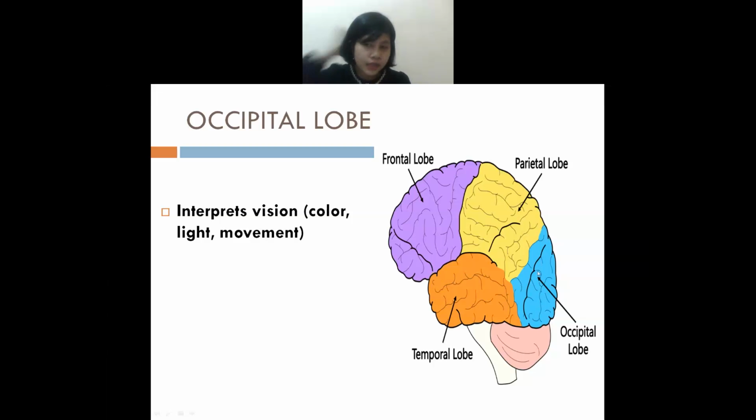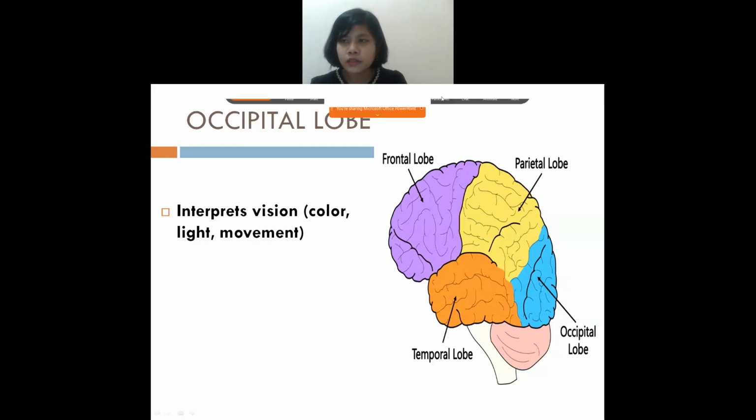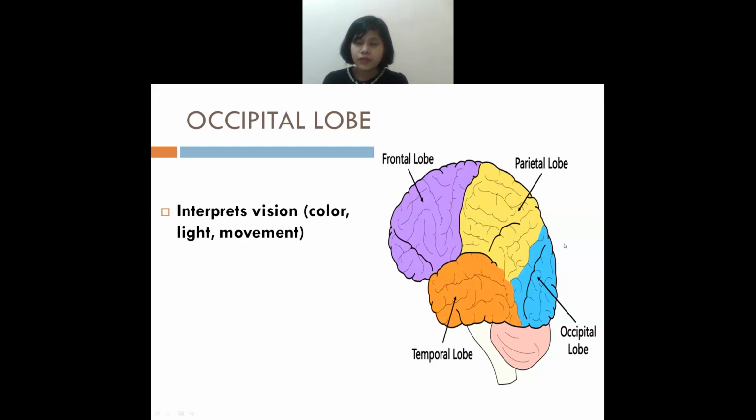Okay. Next is occipital lobe. So this is the occipital lobe, the backside one, you have one occipital lobe. The occipital lobe helps you in interpreting vision, meaning you'll be able to differentiate between things which you see. The first thing you'll be able to differentiate is color. So you'll be able to know the difference between the colors because of the occipital lobe.